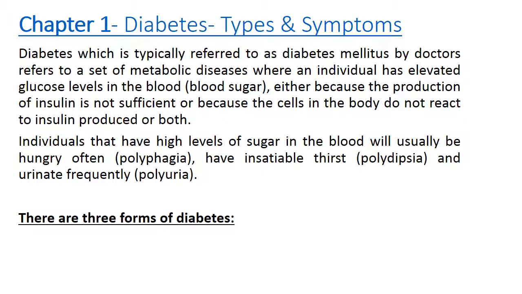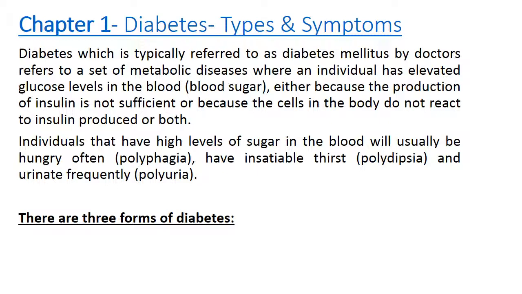Chapter 1: Diabetes, Types and Symptoms. Diabetes, which is typically referred to as diabetes mellitus by doctors, refers to a set of metabolic diseases where an individual has elevated glucose levels in the blood, i.e. blood sugar, either because the production of insulin is not sufficient or because the cells of the body do not react to the insulin produced, or both.